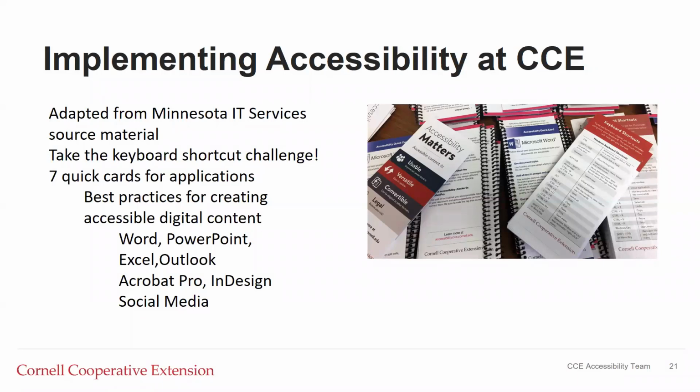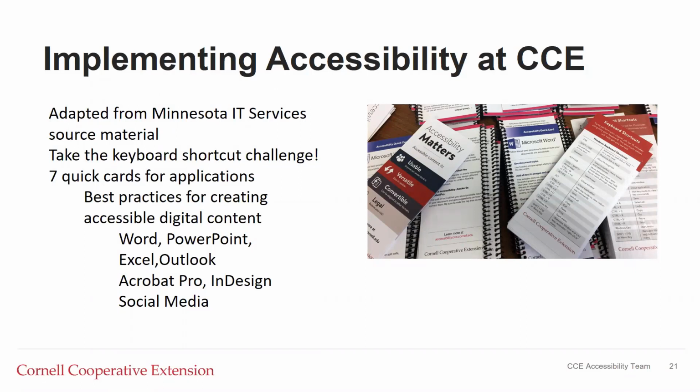So for those of you who didn't receive these, if you could send an email to our accessibility email list, we'll make sure that you get a copy because they're fairly handy. It covers Word, PowerPoint, Excel, Outlook, Acrobat Pro, so all the basic stuff. So send us an email. It's cce-accessibility@cornell.edu, and we'll make sure you get a copy of the Spiral Bound set.